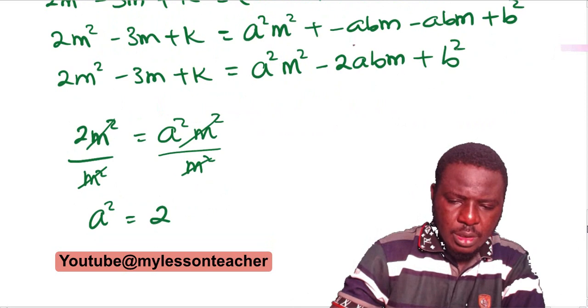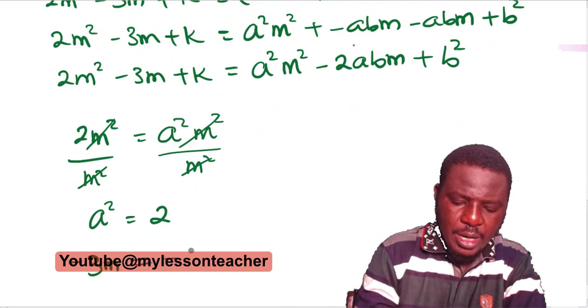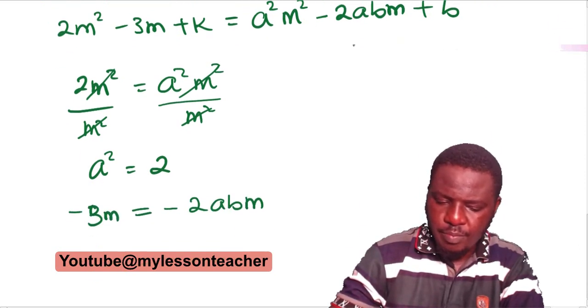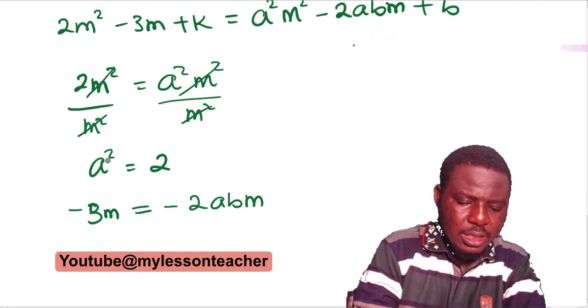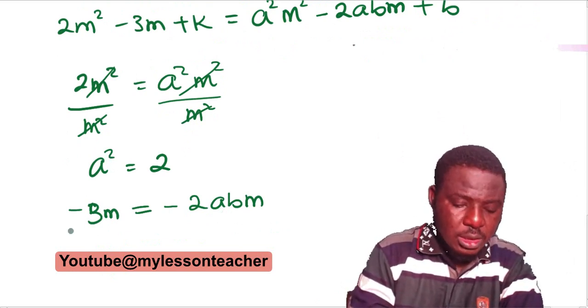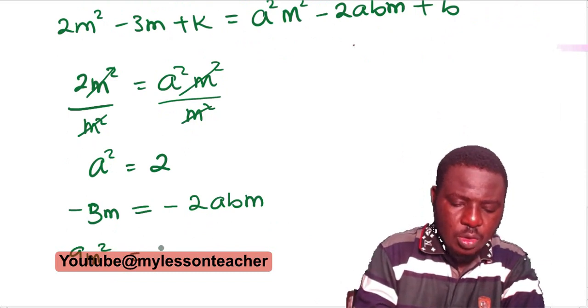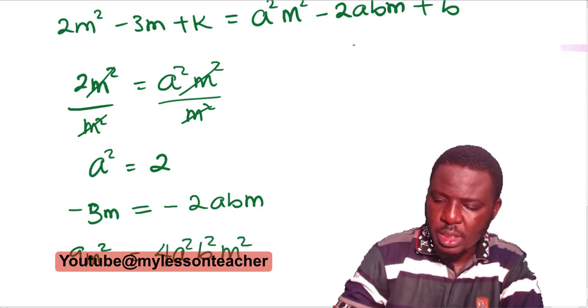Compare the second term, you have minus 3m to be equal to minus 2abm. Now I want to get the value for a squared, so I'm going to square both sides. When you square this, it's going to give you plus 9m squared. You square this, you are going to have plus 4a squared b squared m squared.